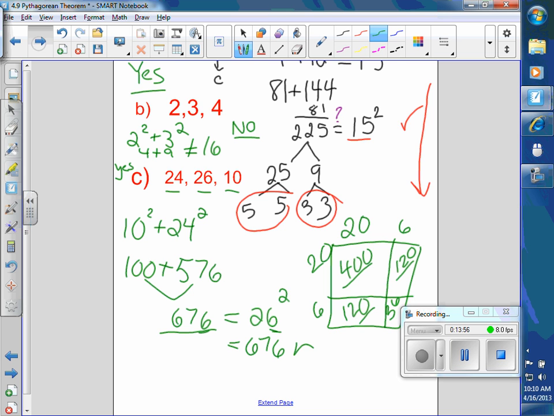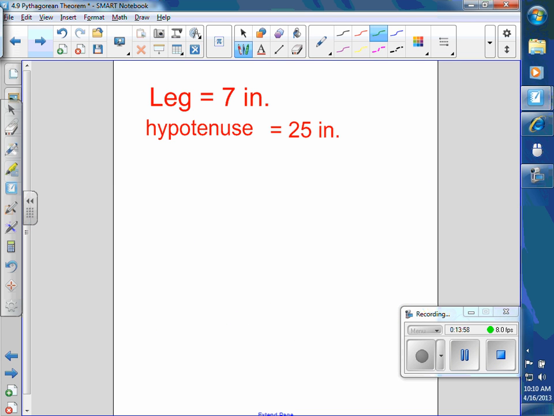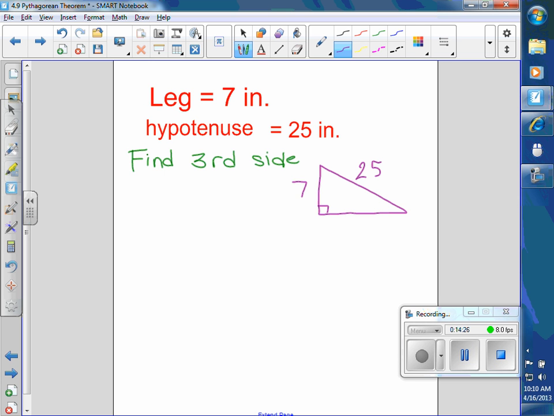Okay, great. So other things are finding the missing piece. Can you find the third side? Find the other leg. Okay, how would you do that? 49. Was that Johnny? Okay, how would you do that? So you would multiply the hypotenuse and the leg that you have times the leg, so it would be 7 times 7 and 25 times 25.